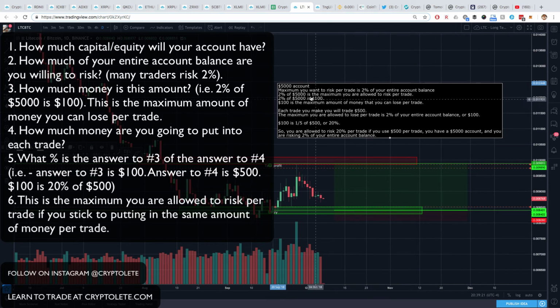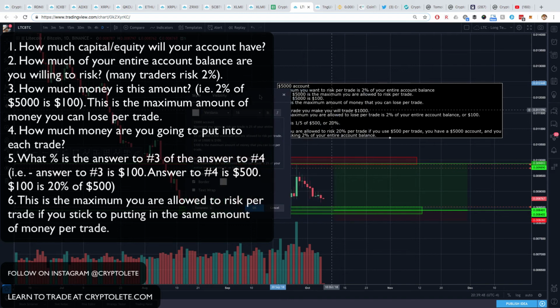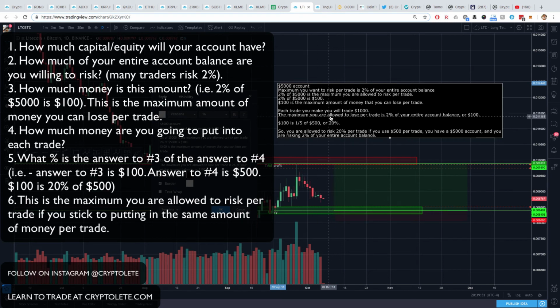So let's say you have a $5,000 account and the maximum you want to risk is 2% of your entire account balance. Well, 2% of 5,000 is $100. So $100 is the maximum amount of money you're allowed to lose per trade. So you could say you're going to put $1,000 into each trade. If you put $1,000 into each trade, the maximum you're allowed to lose per trade is 2% of your entire account balance, which is $100.